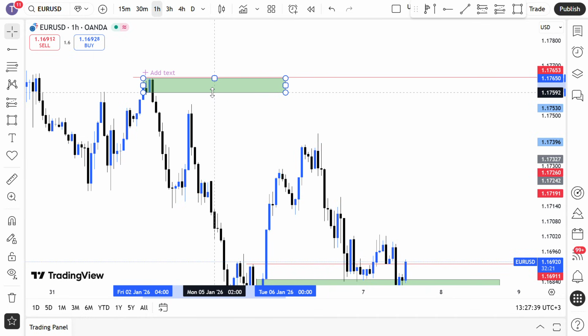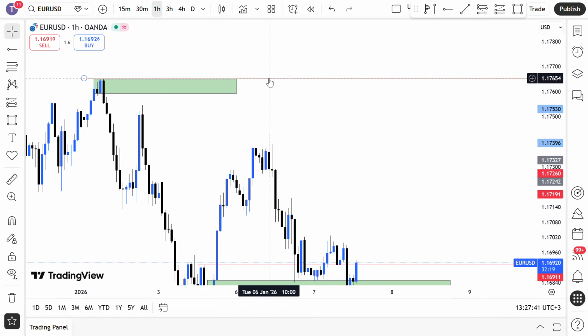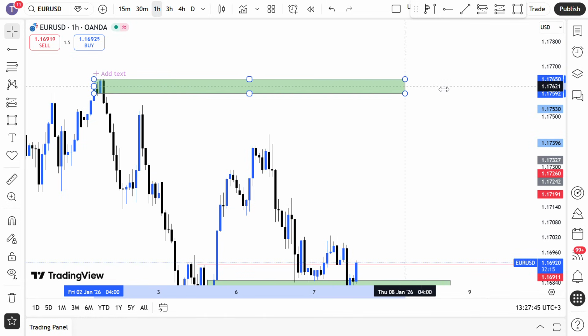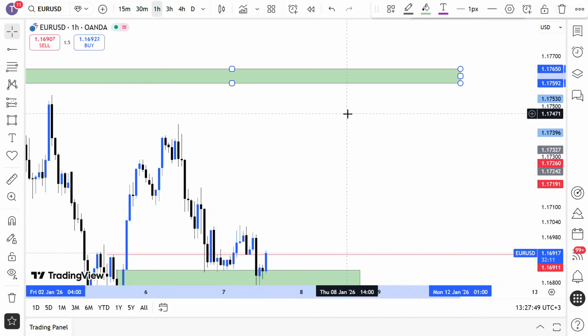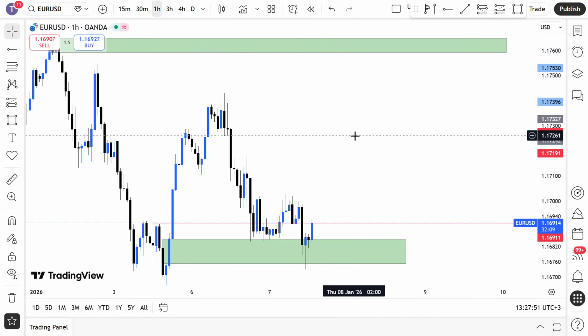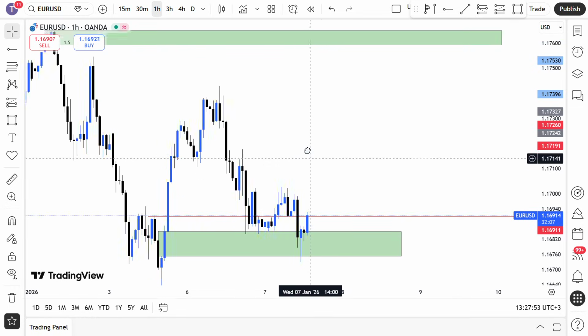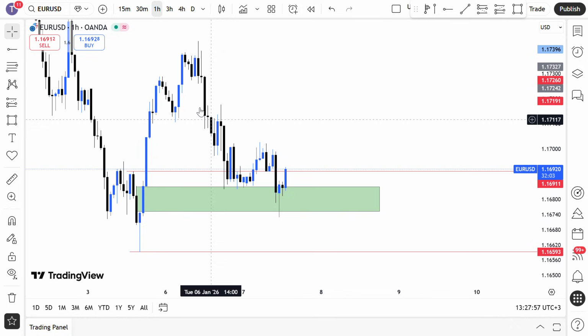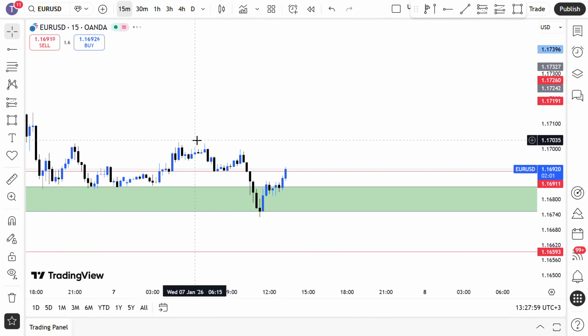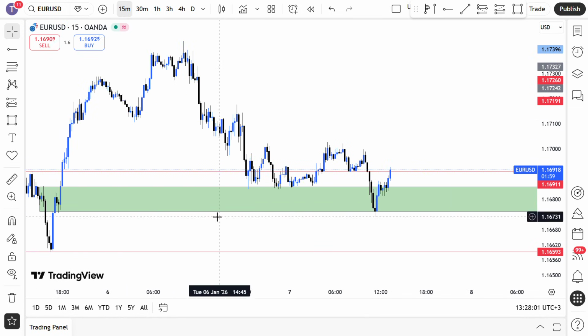I want to see what the price will be doing in case we have price coming back up there. So that will be my point of interest also. I want to see what the price will be doing at that point. But currently, right now, let's focus on this area. Let's see if price will be breaking this high. I want to see price taking out this high to confirm that the price has respected this point of interest.